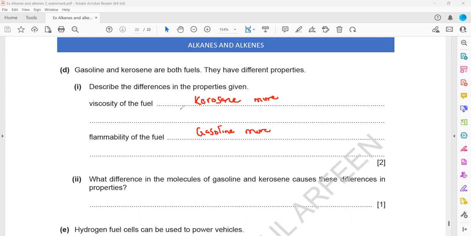Which produces more energy when it is burned completely? Kerosene, because it has more carbon atoms, a bigger carbon chain. So what difference in the molecule of gasoline and kerosene causes these differences in the properties? Kerosene has greater molecular size. Or you can say they have a different number of carbon atoms. Yes. Yeah, because the number of carbon atoms decides whether they will be easy to burn, difficult to burn, and the viscosity.